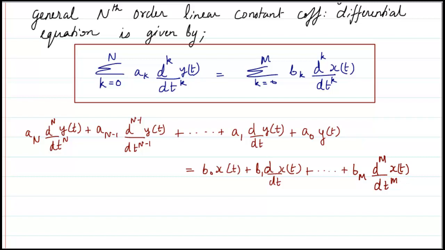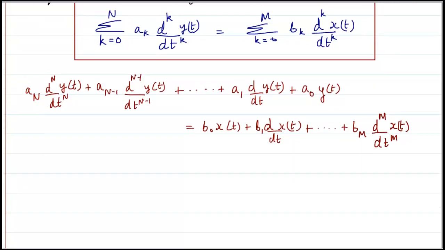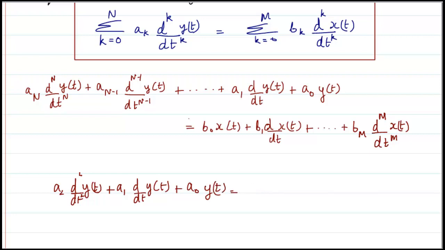Now if it's a second order equation, you will have a2 d squared by dt squared of y of t plus a1 d by dt of y of t plus a0 y of t, which will be equal to, similarly, the terms on the other side.